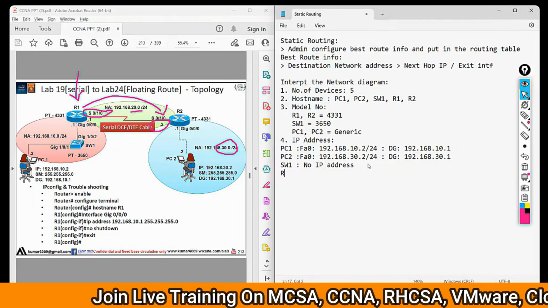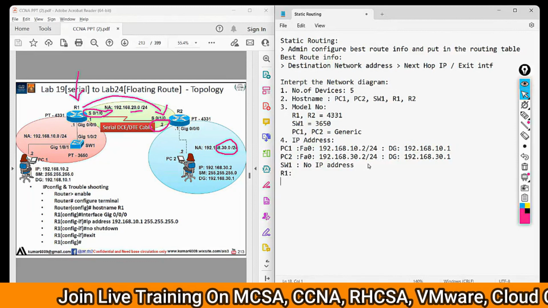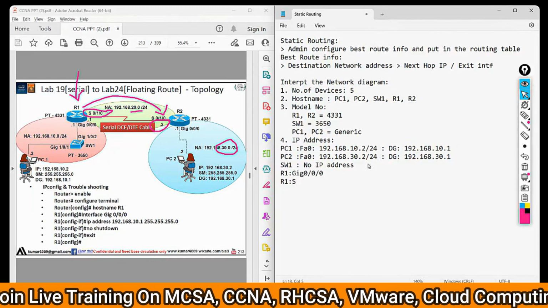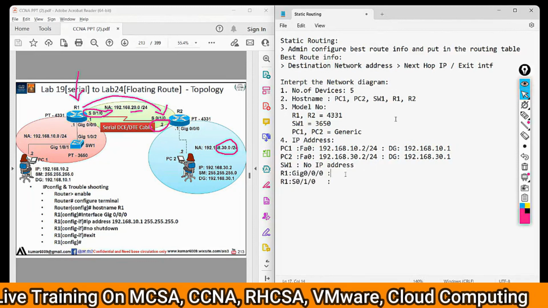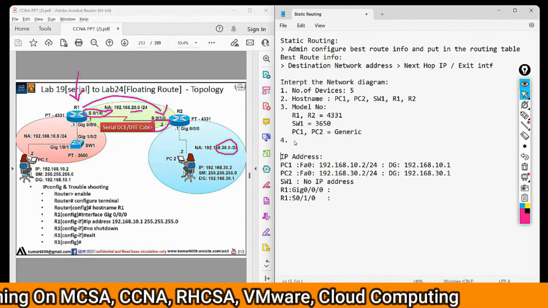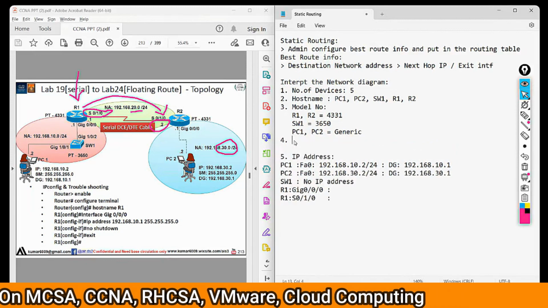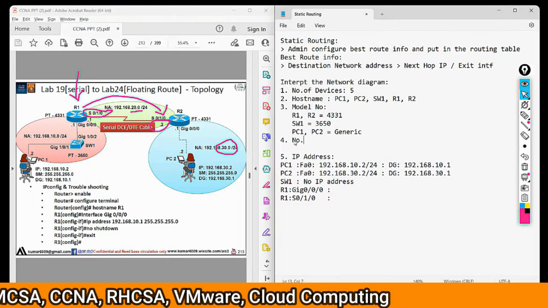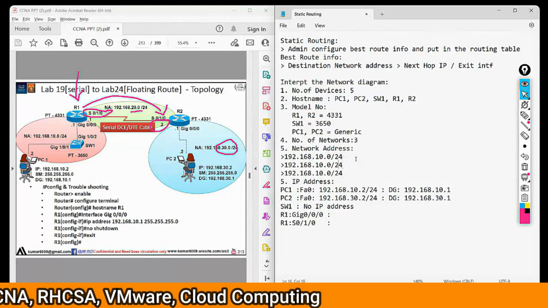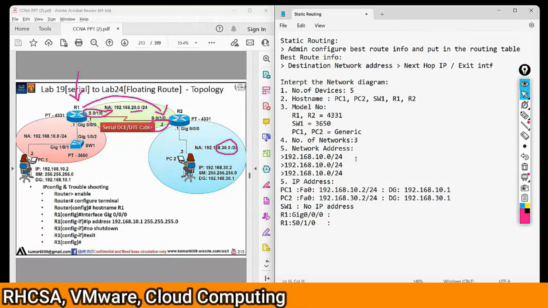Next is R1. In R1, two interfaces we are using. Serial 0/1/0. Before going to the IP address, let me ask one more question. Number of networks. In this topology, how many networks do we have? Each network has a network address. This is the name of the network.